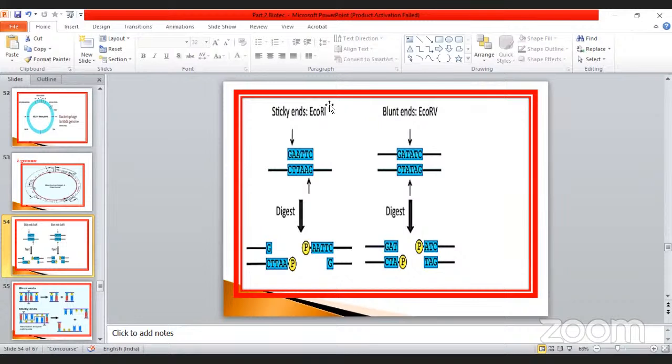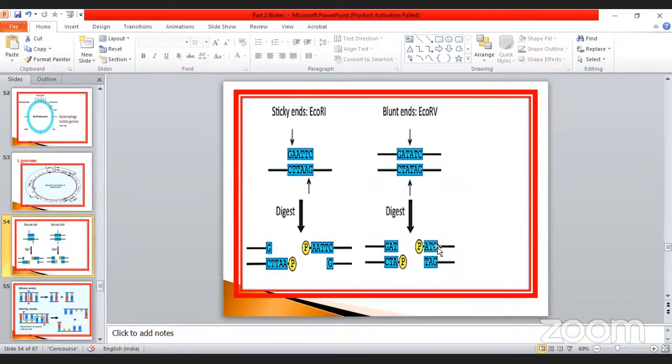It's present mostly in E. coli, Escherichia coli restriction enzyme 1. But here, blunt end, E. coli R5. See that one? The same sequence is also present in it. When you digest, you will get this one, where there is no free nitrogen base.